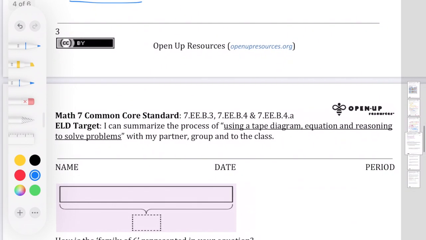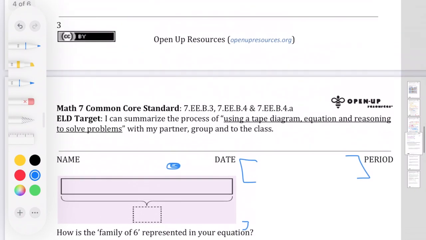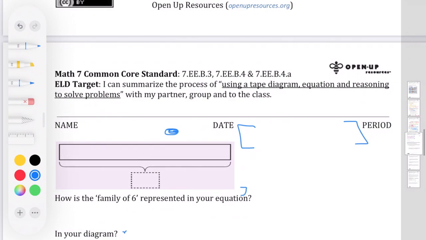So here we have our tape diagram that I want you to draw out, and I want you to tell me also what your equation would be, right in here, and then break it down for me what the 6 family members represent in your equation and how they are represented in the tape diagram, and then go ahead and tell me how much the original ticket would be without a discount. That would be like solving for x.